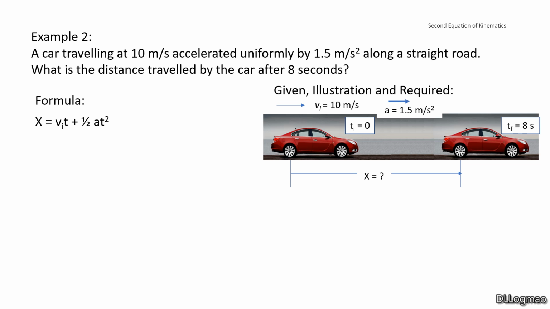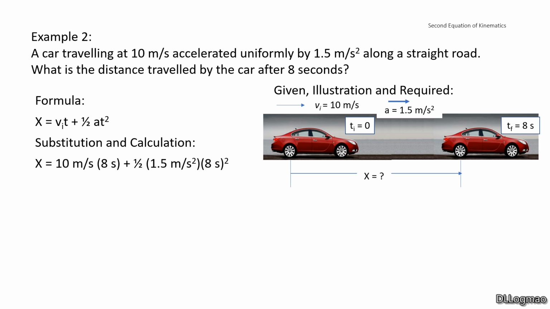Distance traveled equals the sum of the product of initial velocity and time and the product of 1/2 acceleration and the square of time. Substitute and calculate the given velocity, time, and acceleration. When substituted into the equation, the distance traveled is equal to the sum of 80 meters and 48 meters. The distance traveled is equal to 128 meters. Don't forget to write the final answer. The distance traveled is equal to 128 meters.